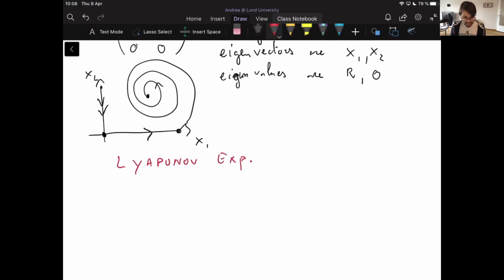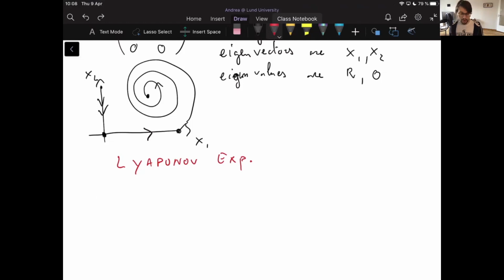And the problem with the Lyapunov exponent is that the eigendirection changes with each iteration. So there is no fixed f prime, no fixed derivative at the fixed point that can tell you about this exponential behavior that grows or not.